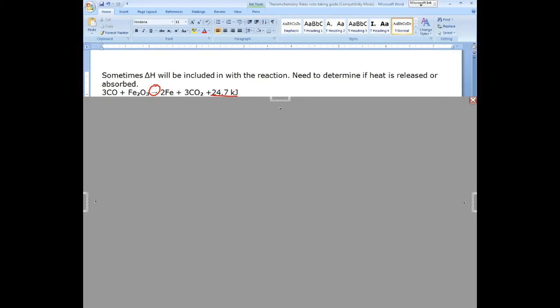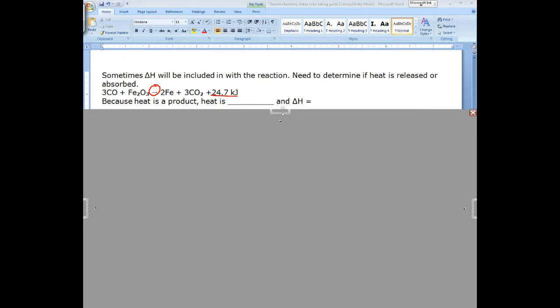So the way we can read this reaction is we've got some carbon monoxide and iron(III) oxide. Those two are going to mix together to produce iron, carbon dioxide, and that much heat. So in this reaction, where heat is a product, heat is going to be released. And that is because it is produced. It is a product. It is made from this reaction. And so this is an exothermic reaction, and so delta H is negative.